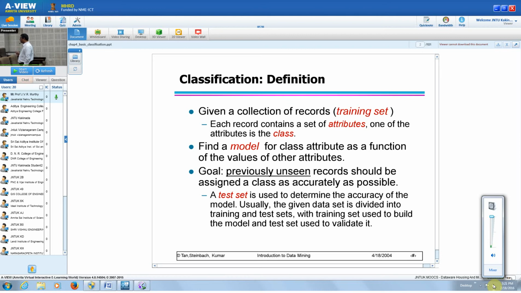Then what is an ordinal? An ordinal variable means the variable is nominal, but there the order also matters. That is Sunday, Monday, Tuesday, or low, medium, high. There, apart from the category, the order also matters. So such variables are called ordinal.